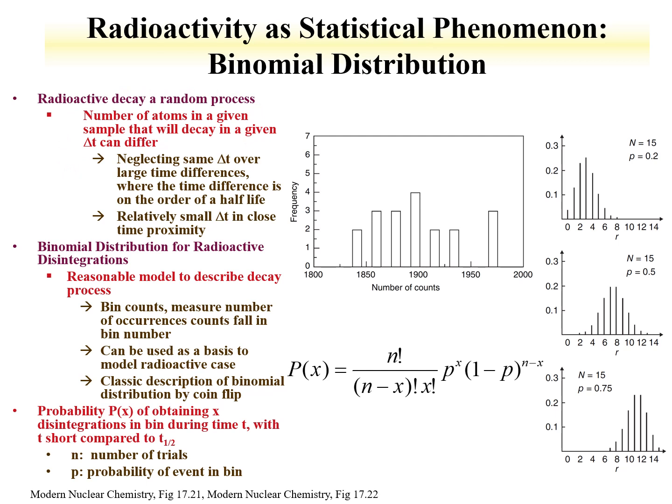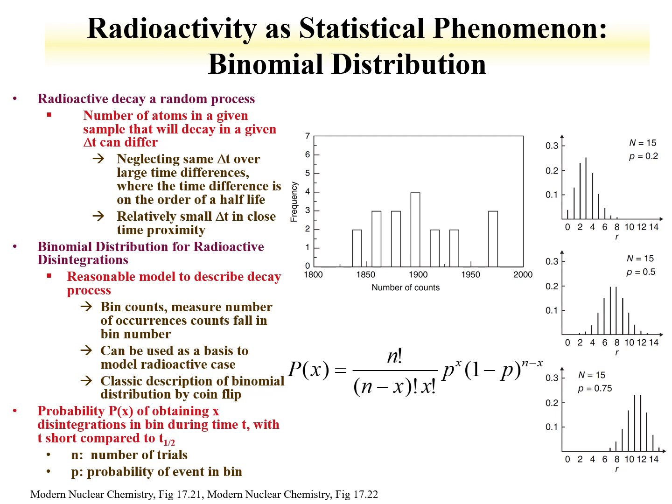Neglecting the same delta t over large time differences, time differences on the order of the half-life, because if it's really long, the numbers are going to tend to even out. This is really true for, let's say, a smaller delta t that's very different than the half-life. So this randomness gets washed out. If I have something that has a half-life of a second and I count it for 100 seconds, every atom in that sample is likely to have decayed because my count time is so much longer than my half-life. Most of the time, that's not true.